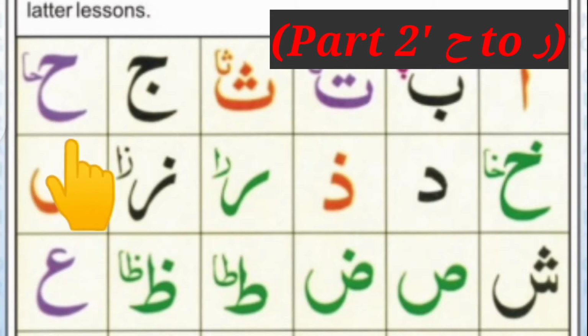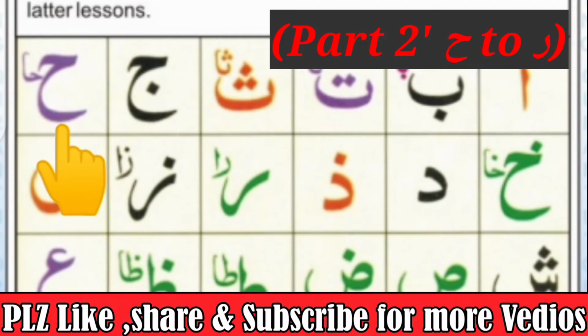Ha, ha, ha. Please remember, Ha has no dot and Ha is a very clear sound. Ha, ha. You can read after me.